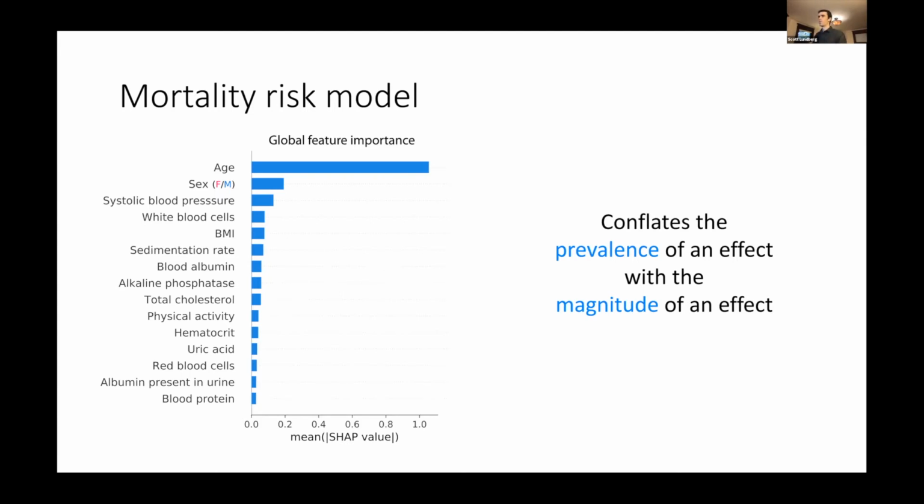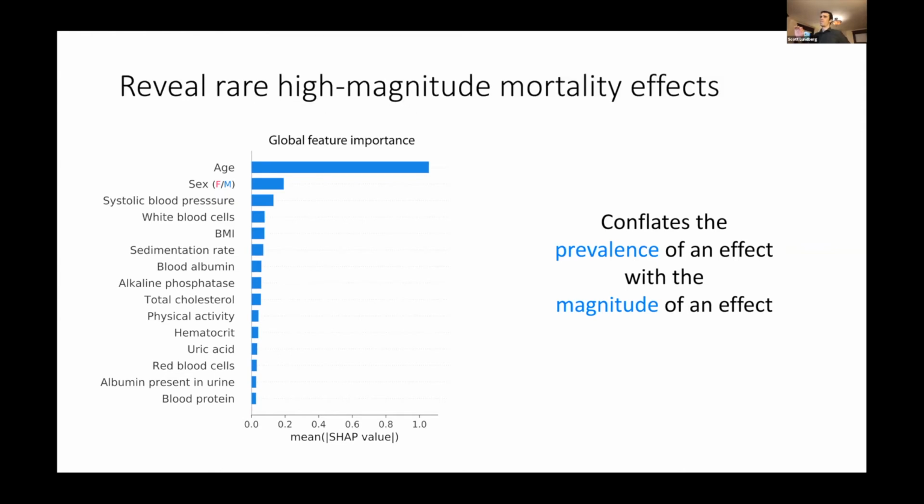So in order for us to have a global feature importance that is large, you need to both be prevalent, meaning that this affects many people in the data set that we're averaging over, and also have a reasonably large magnitude. So something that is very prevalent but has a low magnitude will of course get a low global feature importance. And perhaps even more interestingly, something with a high magnitude but low prevalence will also achieve a very low global feature importance. So that means if we're doing this, we need to think about how could we reveal high magnitude mortality effects? Because standard global feature importance methods do not do that.